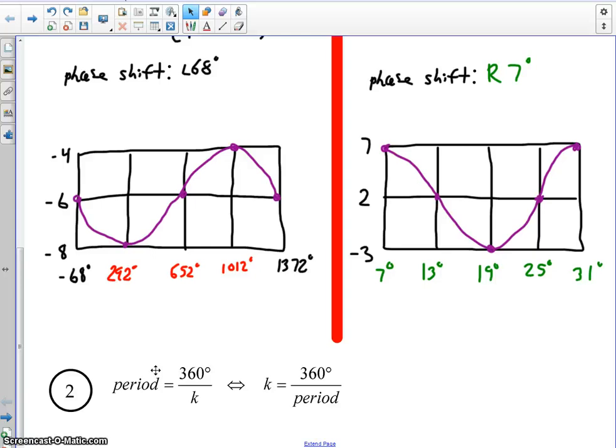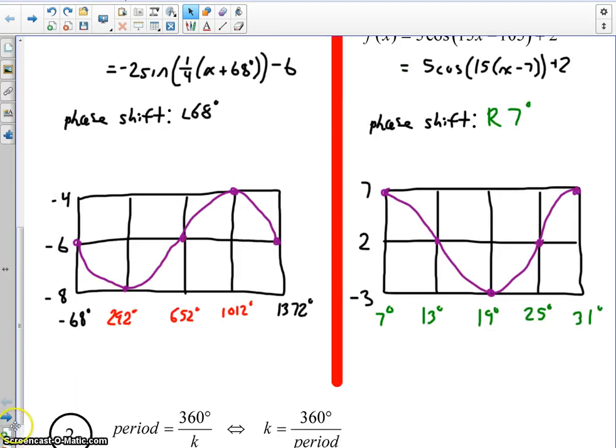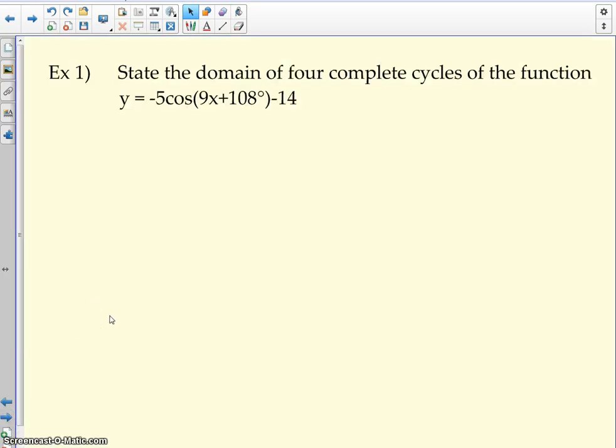in the equation. Okay, so with all that in mind, I want you to state the domain of 4 complete cycles of the function y equals -5 cos bracket 9x was 108 degrees minus 14. So what I suggest you do first here is create a sketch, and then from there we can get an idea of what it looks like and then try and find the domain of 4 complete cycles. So try and make a sketch on your own first, and then we'll answer the rest of the question from there.